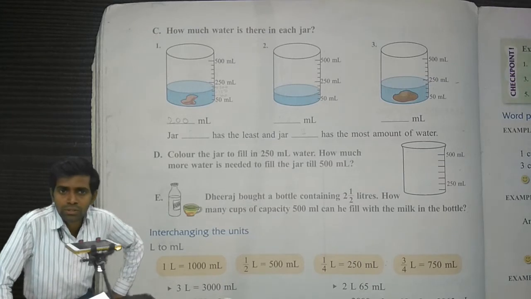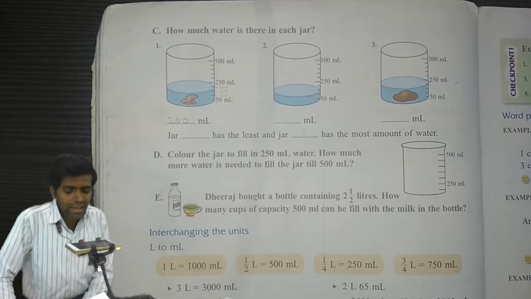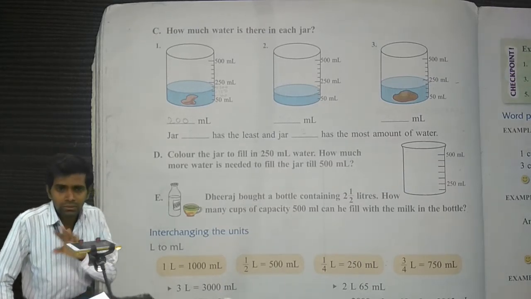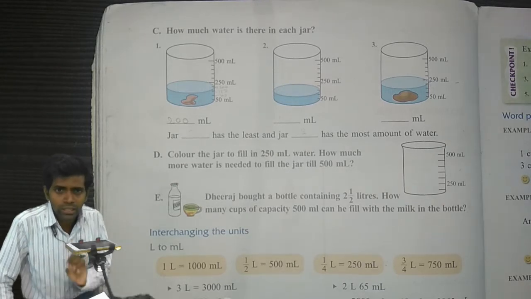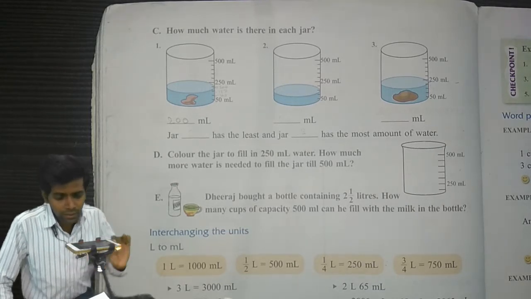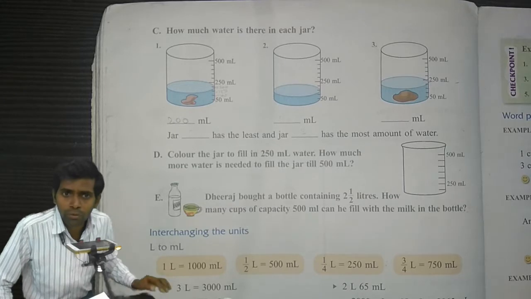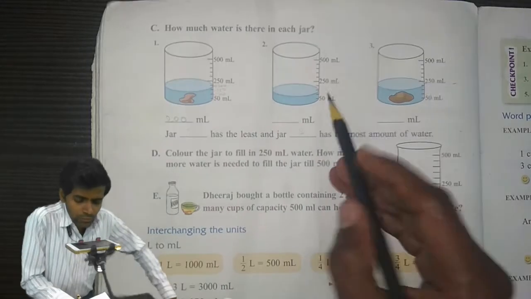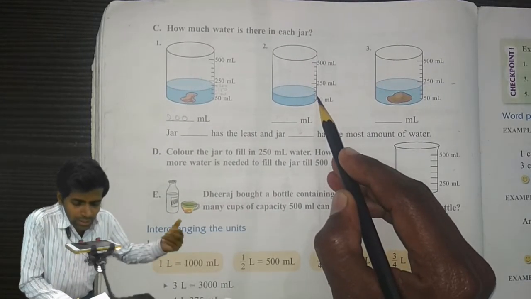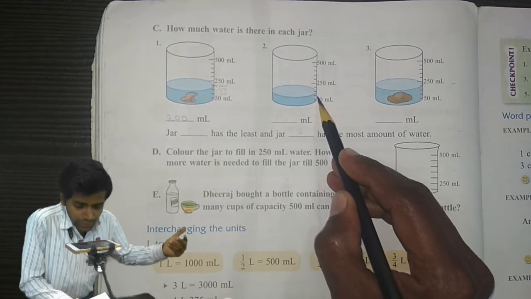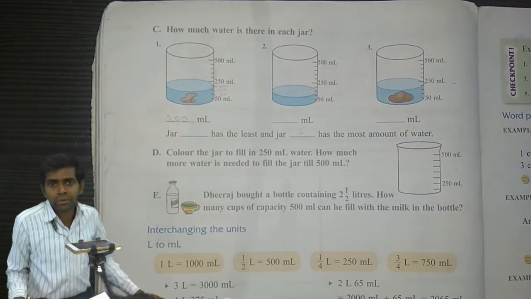What is the question number 2? We don't have to find the capacity, we have to find only the amount of water inside the jar B. That means second jar में कितना amount of water है. So the first mark is 50, second mark is 100, and the mark just above the 100 is 150 milliliters.